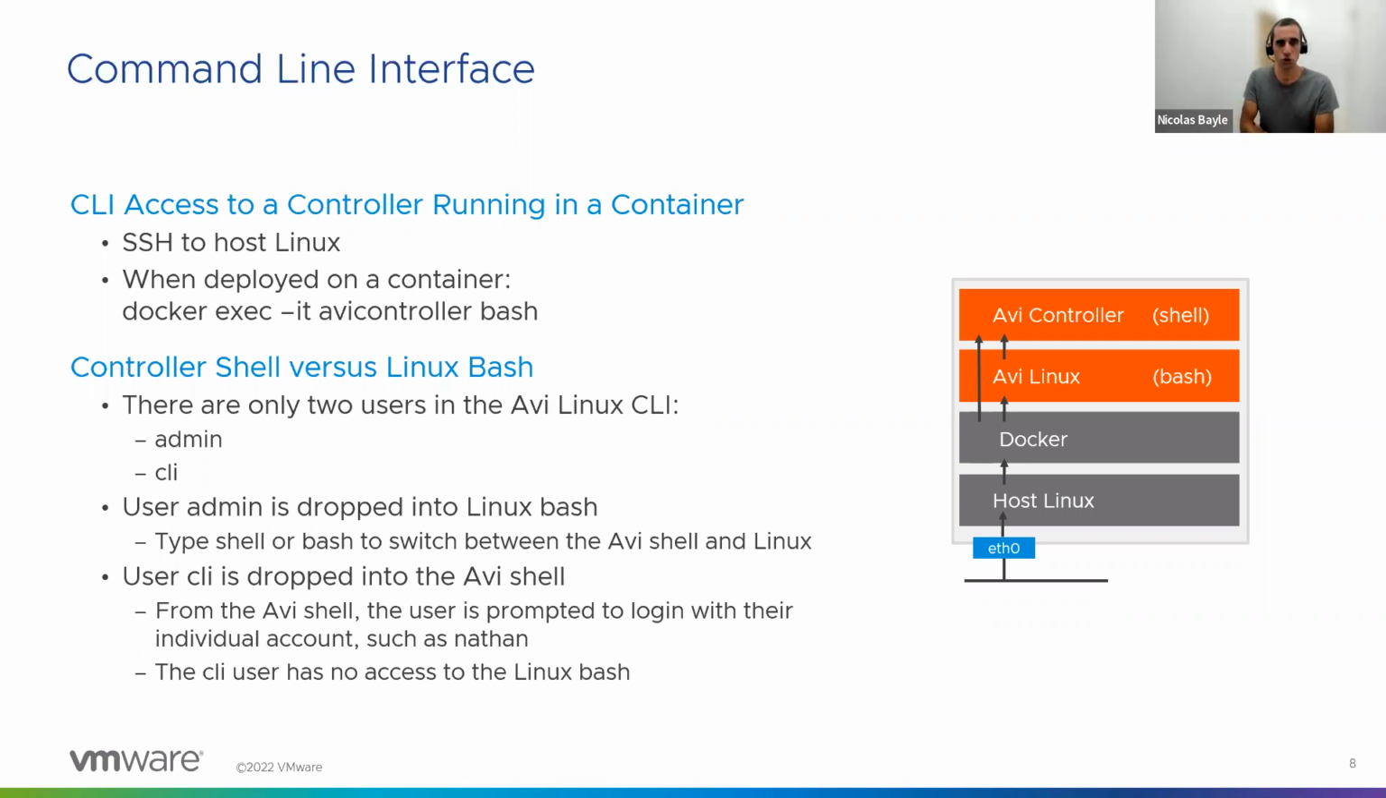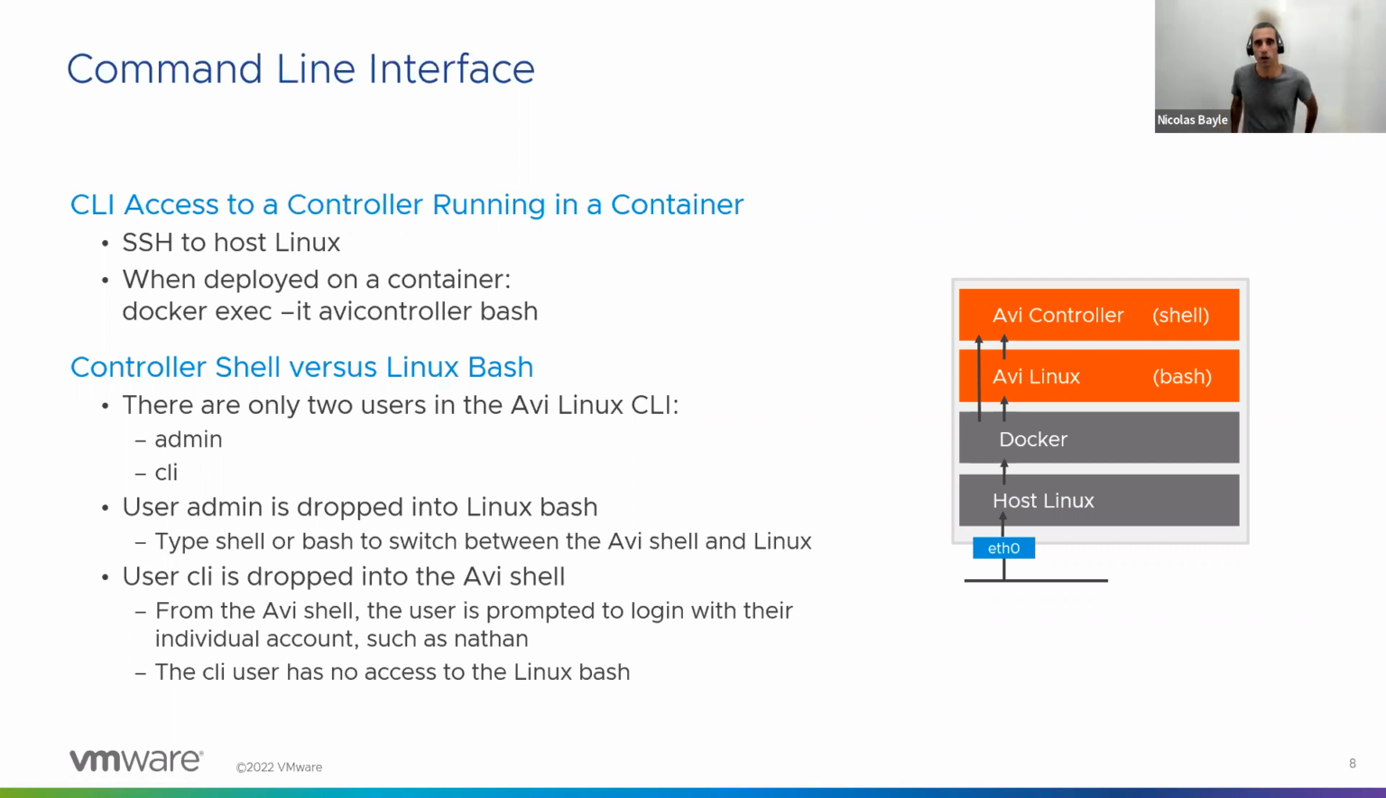But I just wanted to show you a little bit about the CLI. And again, most of the time you will not need to access this, but it's good to know that it exists. And sometimes it helps to configure some specific configuration. So how to do that? Well, quite easy. You just need to SSH to your AVI controller.